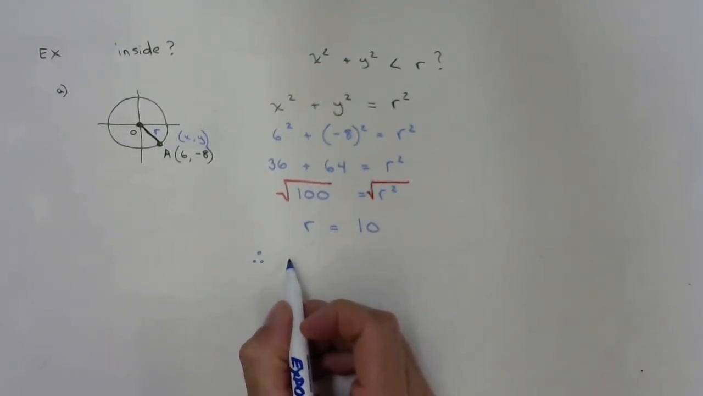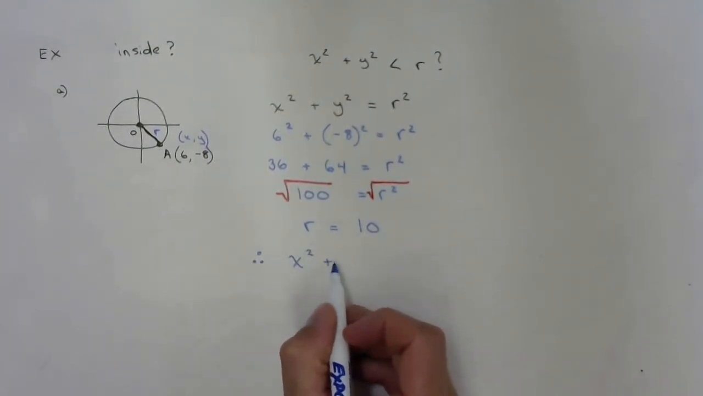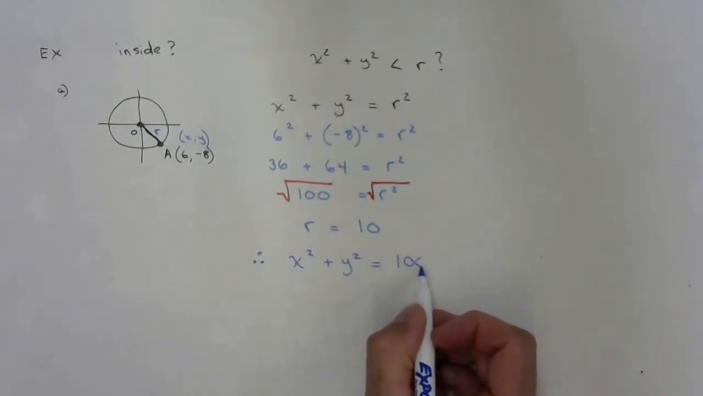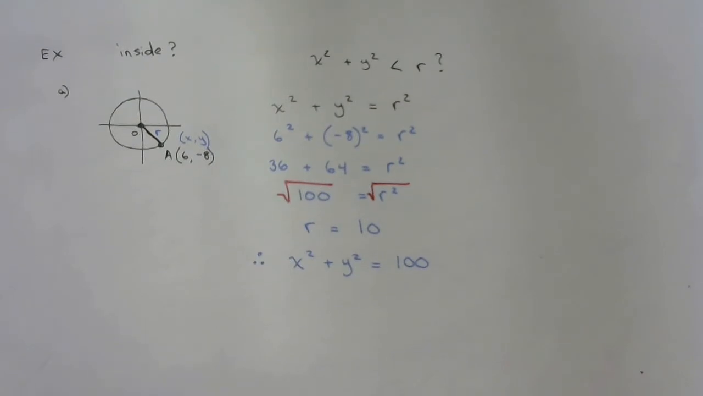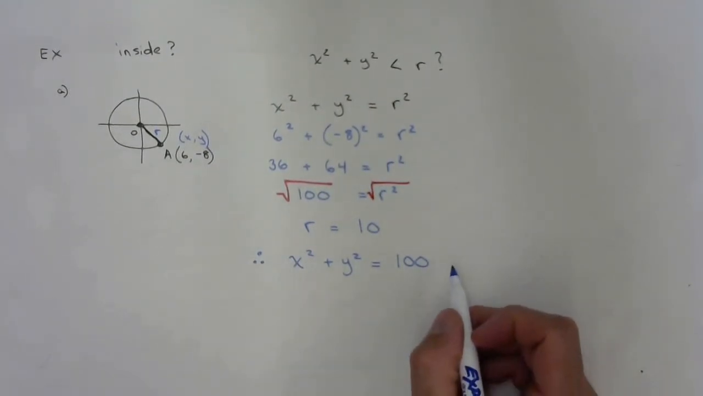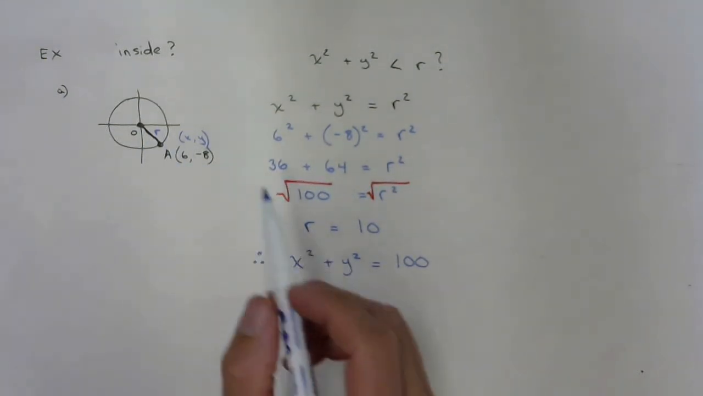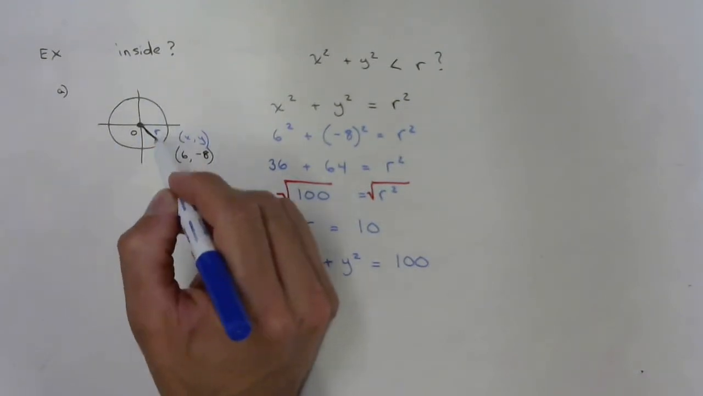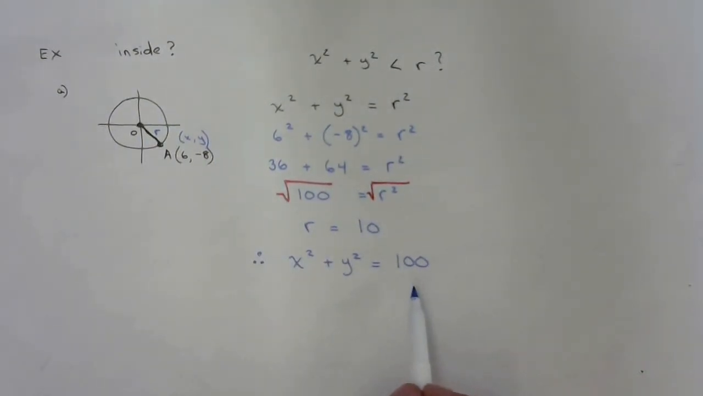Therefore, the equation of the circle is x squared plus y squared equals 10 squared, which is 100. This is the equation of the circle. That means any x and y that is on the circle will satisfy this equation.